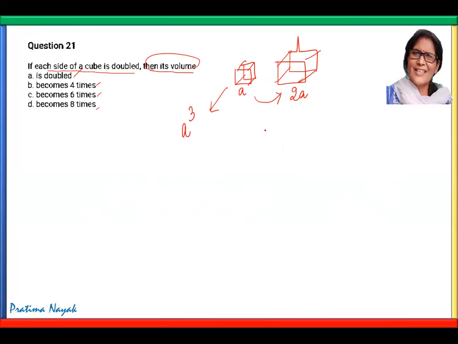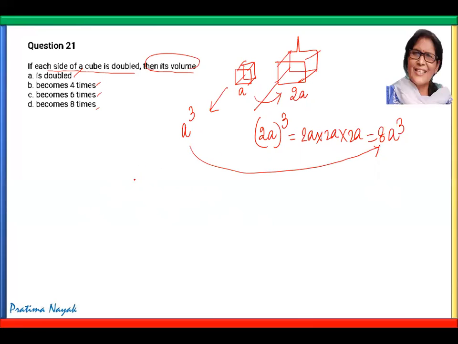Now how much is the volume? Now it will be 2a whole cube. So it will be 2a multiplied by 2a multiplied by 2a. How much will it be? 8a cube. So how many times did it increase? It increased by 8 times. It becomes 8 times. So D is the answer.